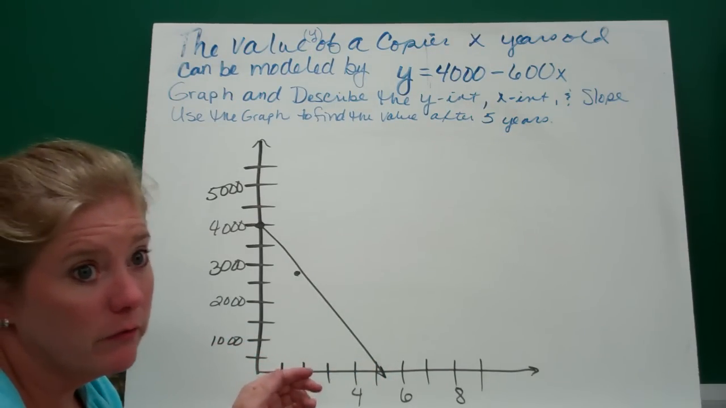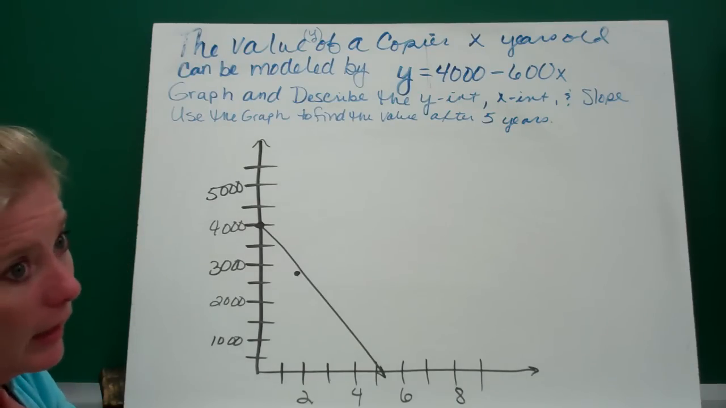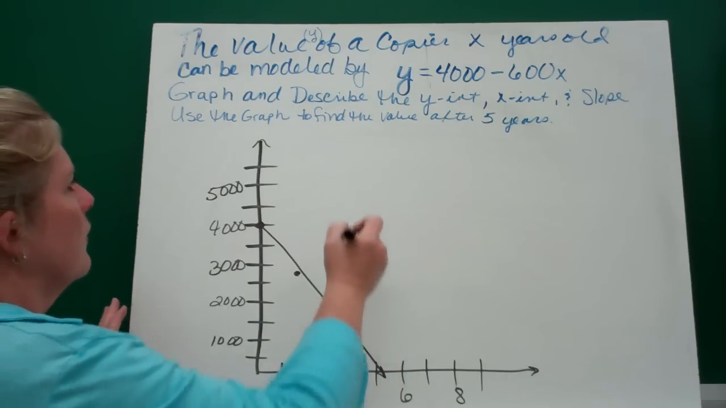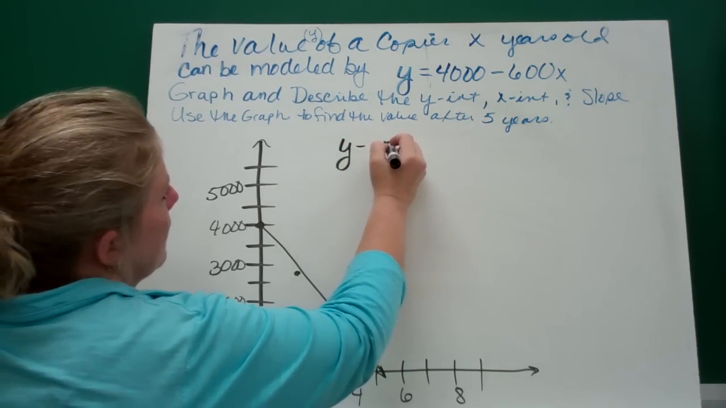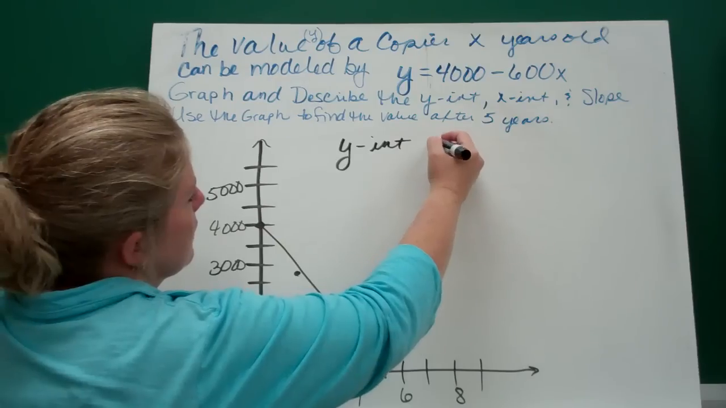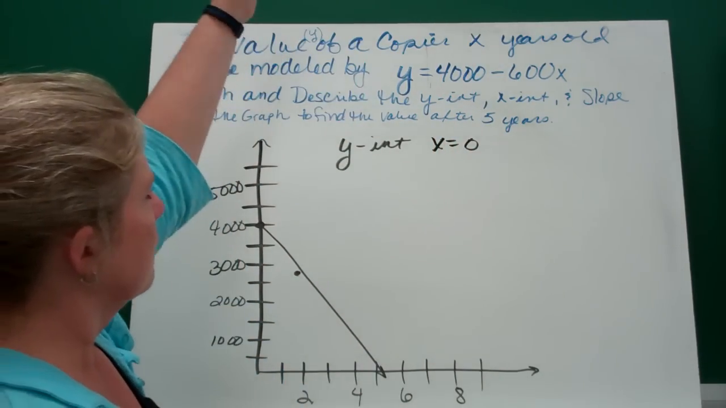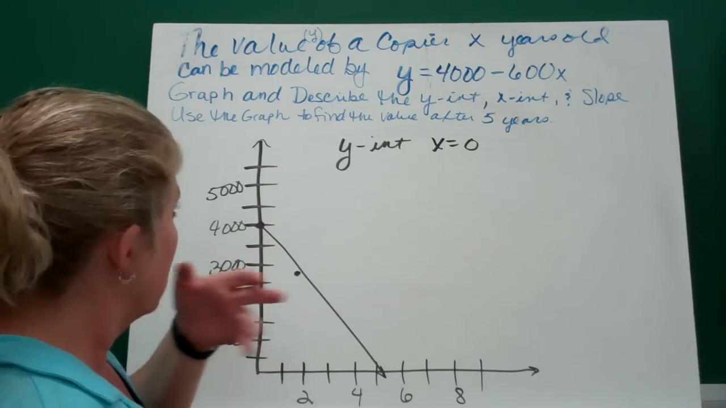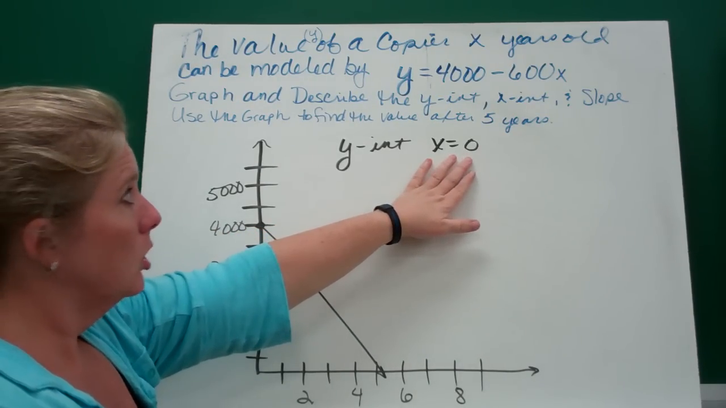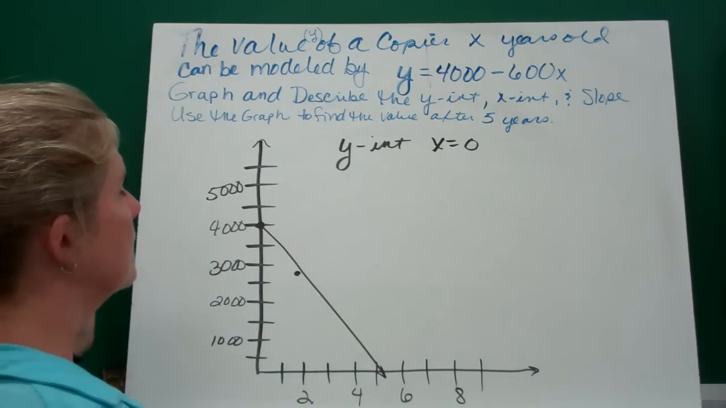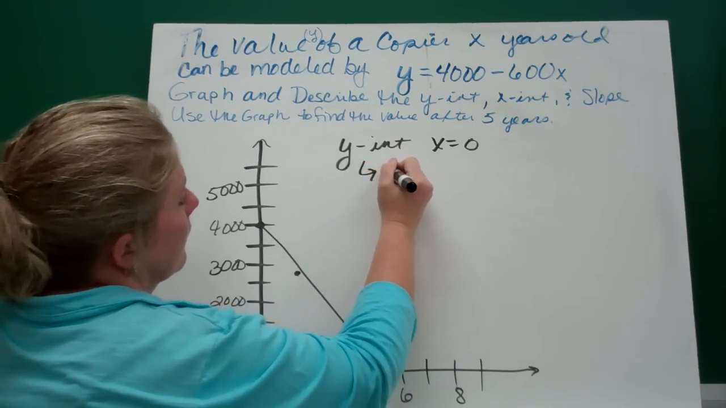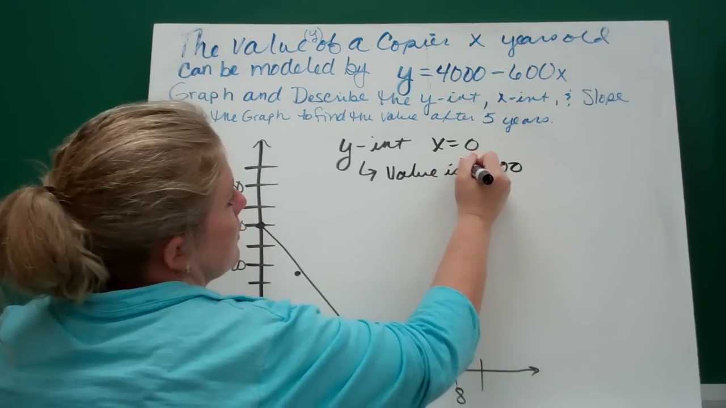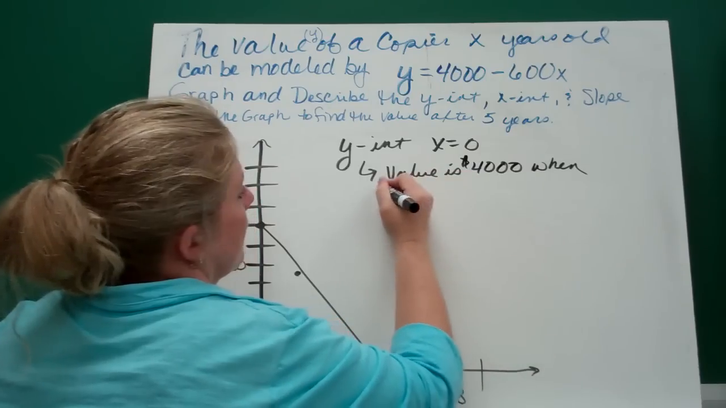Where I said before my graph is not very accurate, it's quite inaccurate. But if we think about it, let's talk about the y-intercept. The y-intercept is when x equals 0. Think about it in terms of what we're doing here. x is our years old, y is the value of our copier. So when our copier is brand new, its value is $4,000. So the value is $4,000 when the copier is brand new.